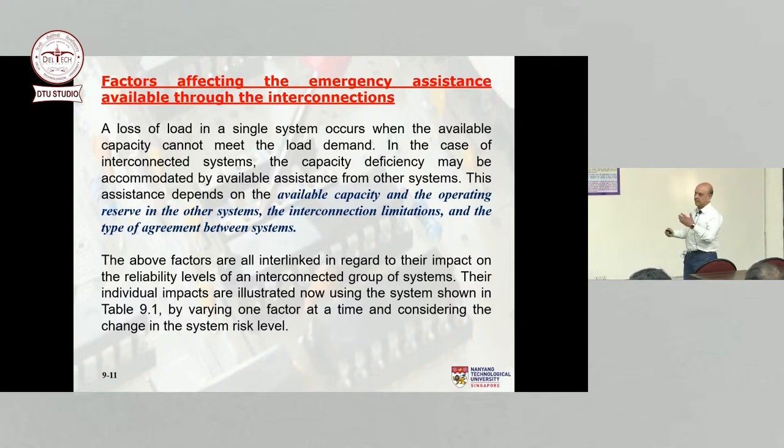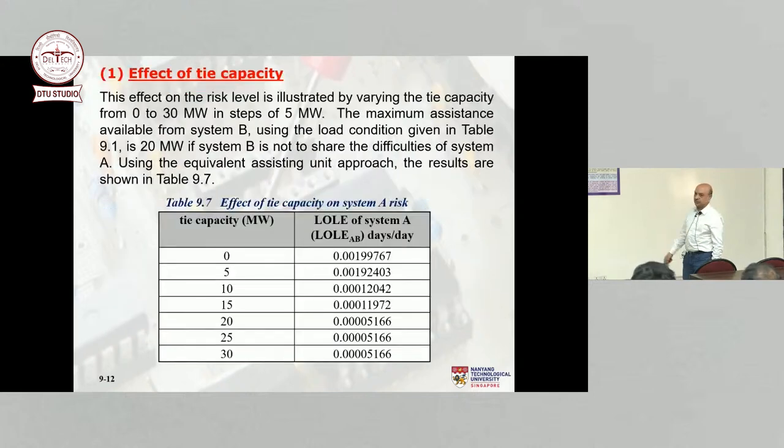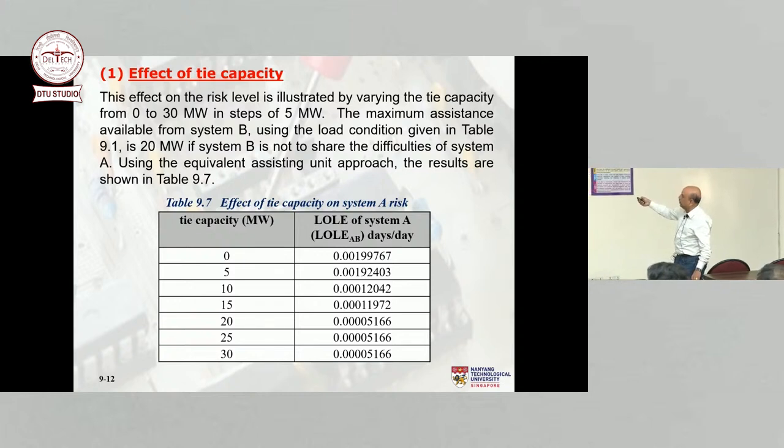Yeah, so we'll consider them one by one, although they are interlinked. You can also consider them together, but it'll make the analysis more complex. So let's see the individual impacts. We start with the impact of tie line capacity first. So we vary the tie line capacity from 0 to 30 megawatt in steps of 5 megawatt.